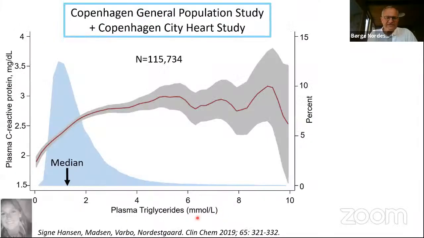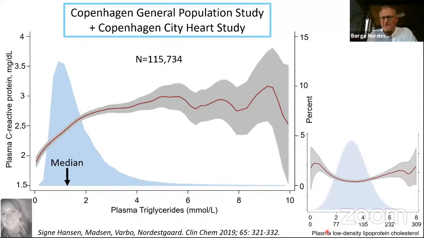Here's some data from Signe Hansen from my group, trying to show, when we looked at 116,000 individuals from our 2 Copenhagen studies, as plasma triglycerides go up, how much does plasma C-reactive protein go up in a normal population, people living in the general population? And you can see there's a steep increase in C-reactive protein up to roughly 5 millimoles per liter. Then C-reactive protein goes up. And then within exactly the same individuals, we did exactly the same analysis, but now with plasma low density lipoprotein, LDL cholesterol.